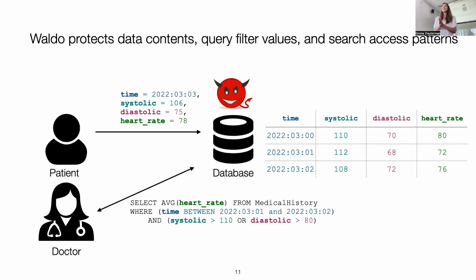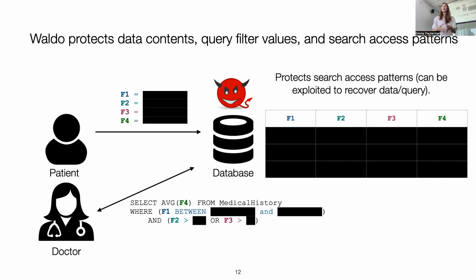To make this more concrete, let's go back to the original example that I showed before, where the patient's making a bunch of queries. We have all these fields: time, systolic, diastolic blood pressure, heart rate. So Waldo is going to hide the contents of these fields. Each of the fields is just going to have some opaque identifier associated with it. So here, F1, F2, F3, F4. And we're not going to reveal the contents of that data. And the attacker is just going to learn that the doctor's query is of the form computing the average, where F1 is in some interval, and F2 is greater than some value, or F3 is greater than some different value.